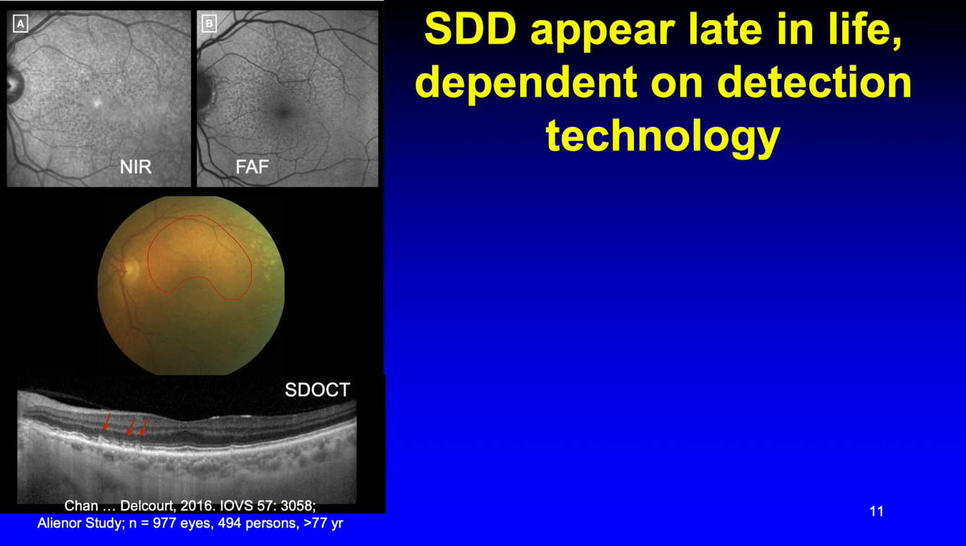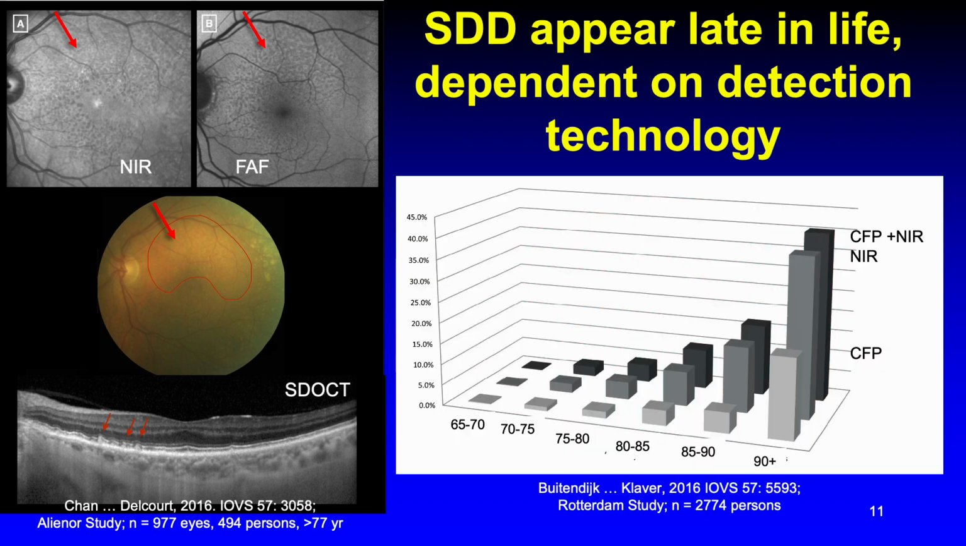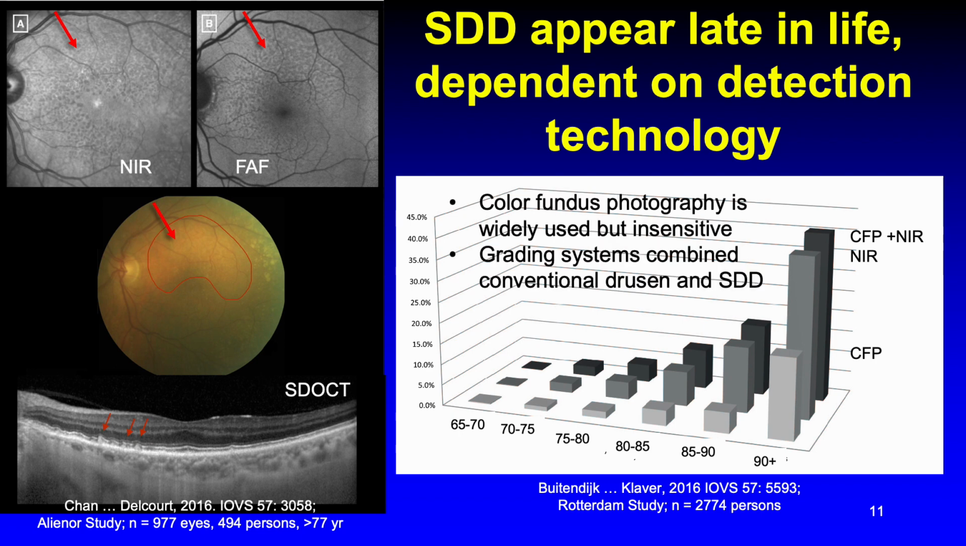SDD were unappreciated until recently because they appear late in life in a technology-dependent manner. OCT on the bottom is the clearest, but the pattern is also visible in near-infrared reflectance, fundus autofluorescence, and color. In the large population-based Rotterdam study, the combination of color and near-infrared reflectance shows best the high prevalence of SDD in the oldest age group.